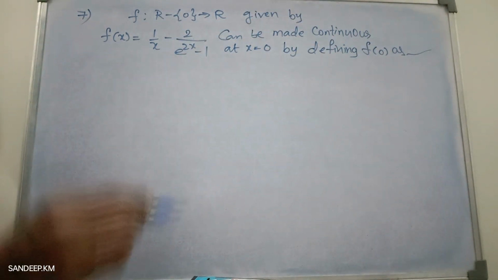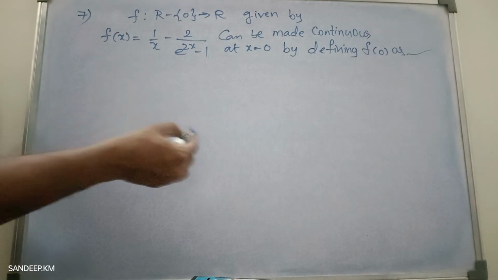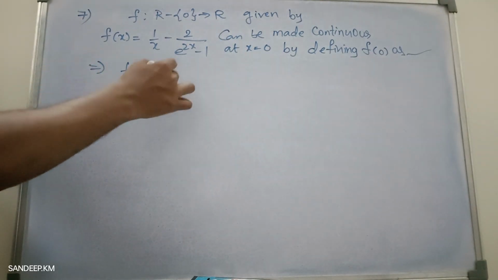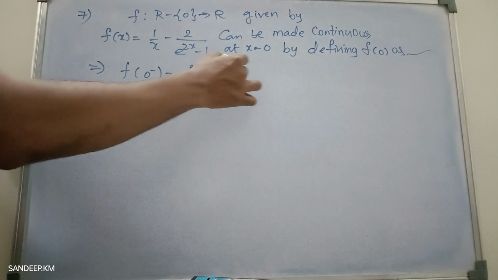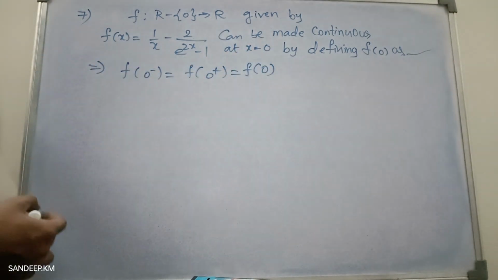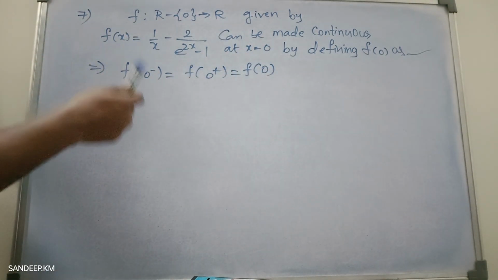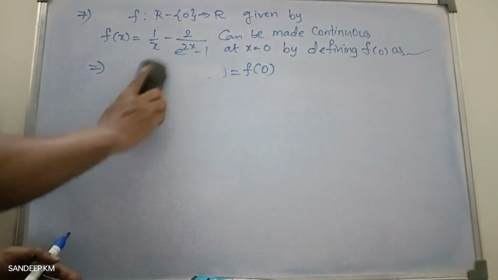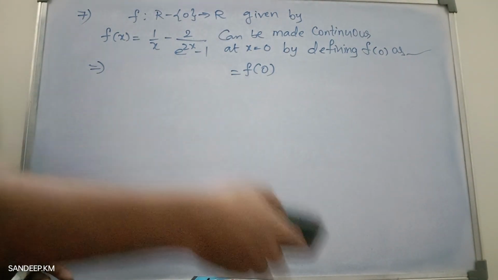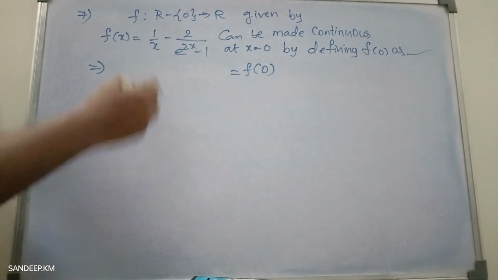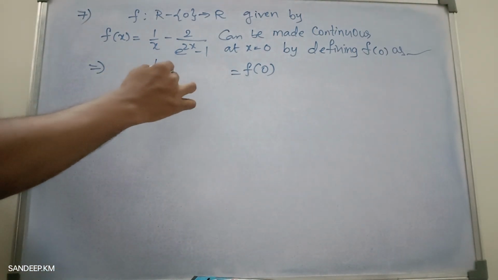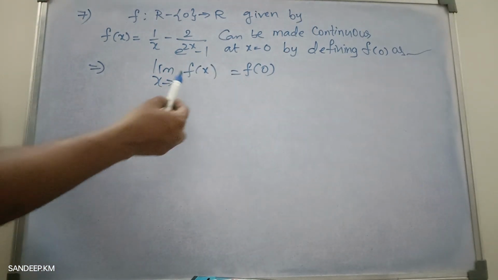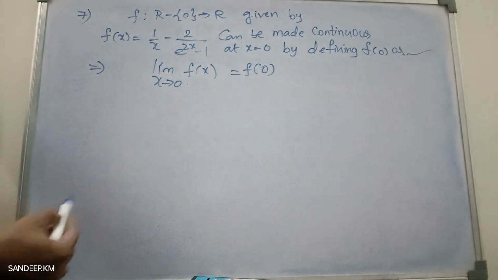Keep this in mind, dear students, that if the function is continuous at x is equal to 0, then f of 0 minus must be equal to f of 0 plus, and it should be equal to f of 0. But in this particular question, there is no need to find the left hand limit and right hand limit. So directly I will say that if the function is continuous at x is equal to 0, we can say that limit x approaches 0, f of x is equal to f of 0. The limiting value of the function is equal to the value of the function.